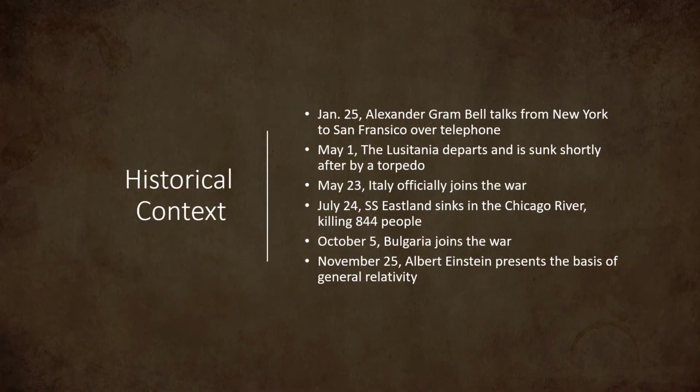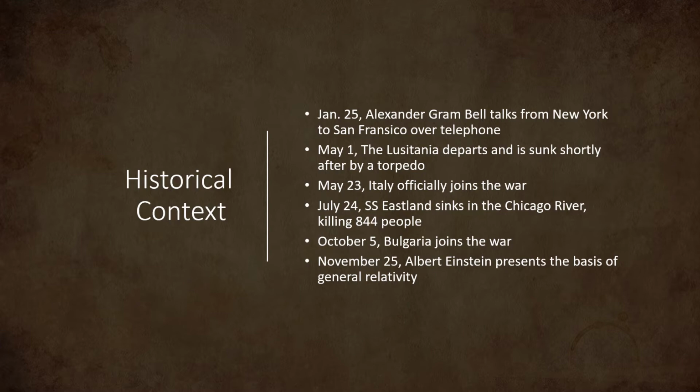Some historical context of what went on during the period in 1915. On the 25th of January 1915, Alexander Graham Bell talks from New York to San Francisco over telephone, which is the first transcontinental telephone call that occurs. On May 1st, the Lusitania departs and is sunk shortly after by a German torpedo. On the 23rd of May, Italy officially joins the war.